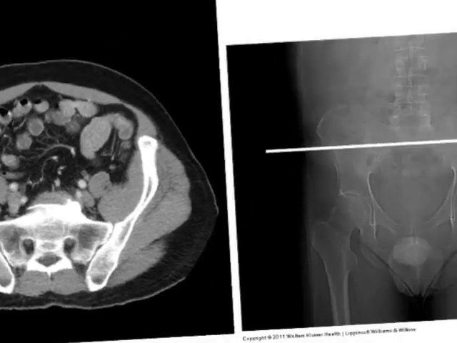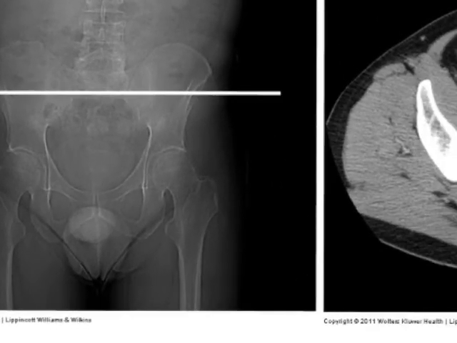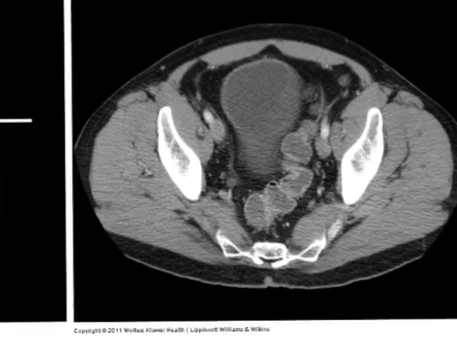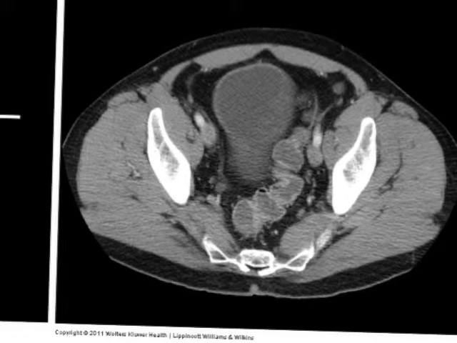Moving along, so moving a little bit more inferior now, we can start to see this is the bladder. Okay, this back here, kind of fluid filled, is the sigmoid colon. Okay, this here is the piriformis muscle.